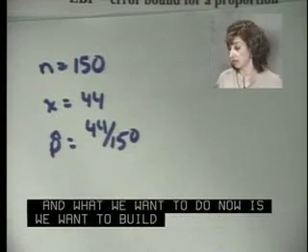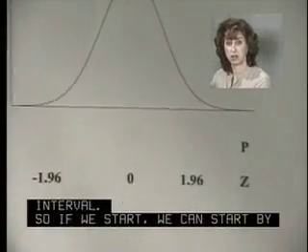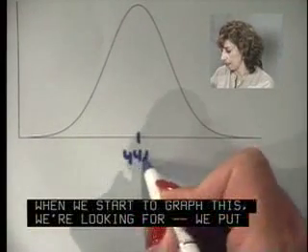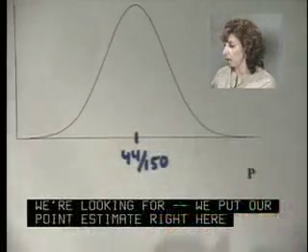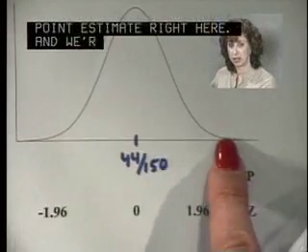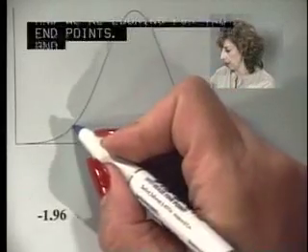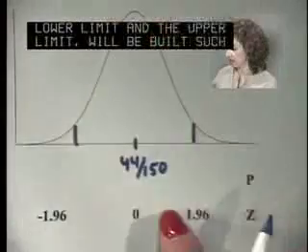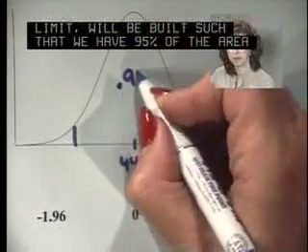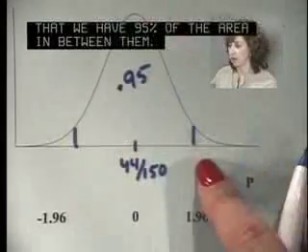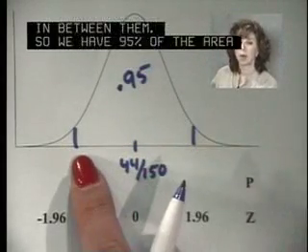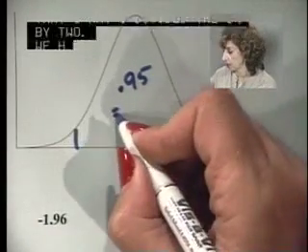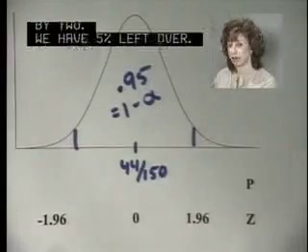If we start by graphing this, we put our point estimate right here, and we're looking for two endpoints. These endpoints, the lower limit and the upper limit, will be built such that we have 95% of the area in between them. That's why I divided the 5% by 2. We have 5% left over. So 0.95 is equal to 1 minus alpha.